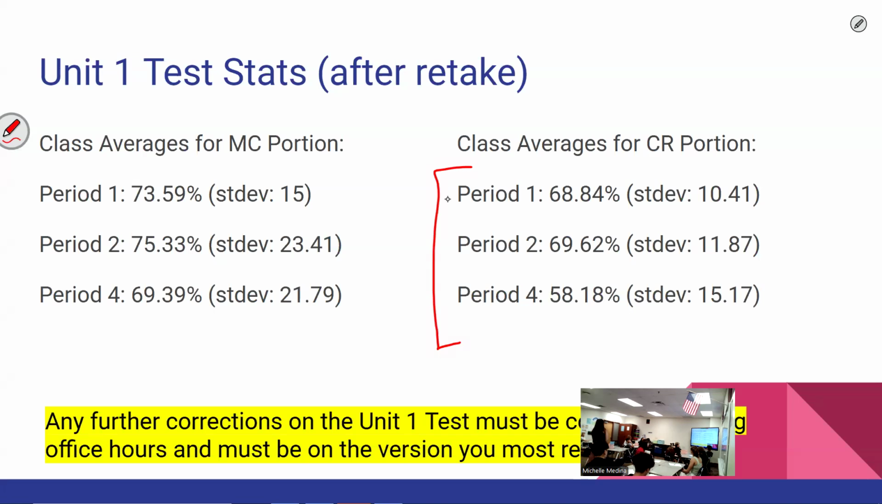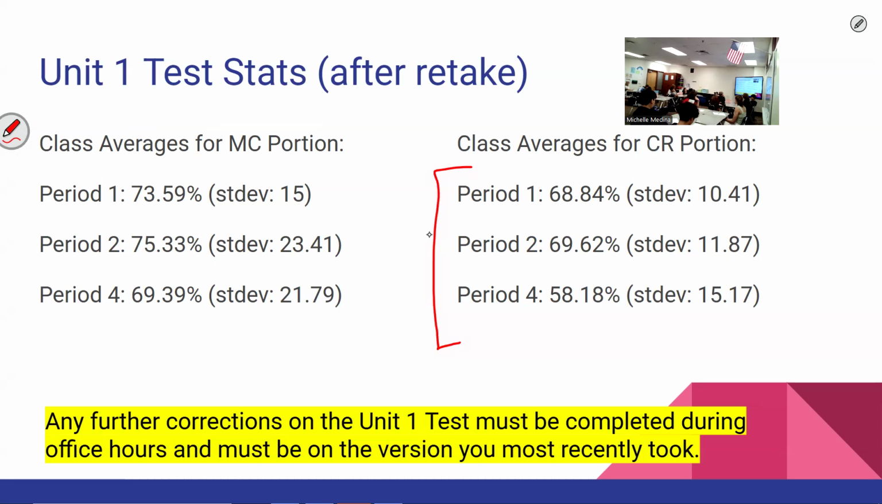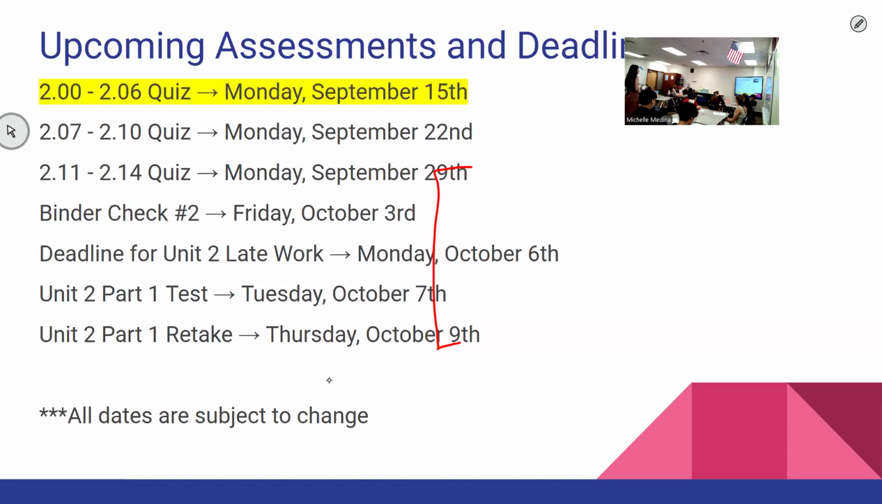Period 1 had the most growth, and it almost even surpassed you guys. But you guys still are the highest so far. However, I will say with a smaller class, it's easier to have higher averages, but still really good. And anything further that you want to do to improve either of these scores would have to be done during tutoring. There's some Strive stuff that I still need to grade and plug in, but other than that, that's where you're at.